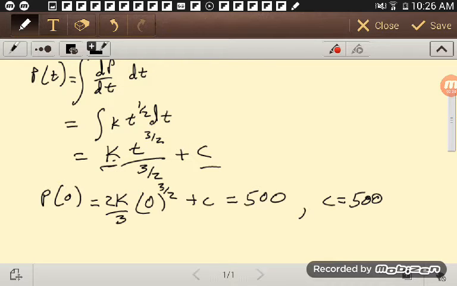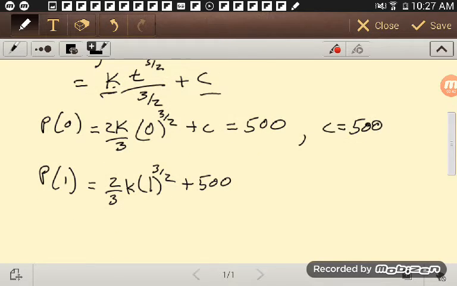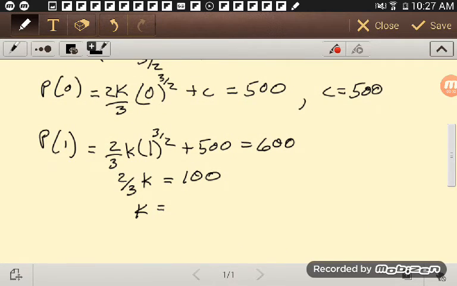Okay, so I have that, and then they tell me that P of 1, which is equal to my 2/3 k times 1 to the 3/2 plus 500, because I now know c is 500, is 600. So that means 2/3 k is equal to 100 when I subtract 500 from both sides and do 1 to the 3/2. And so k is equal to 3/2 times 100, which is 150.